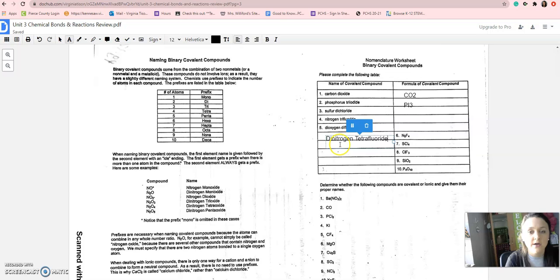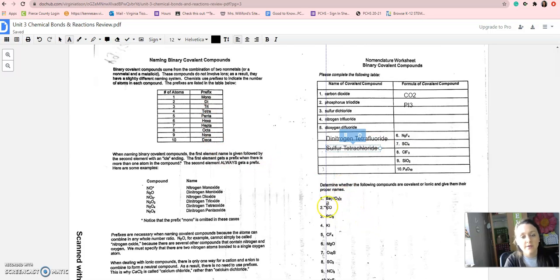this one right here. Below it, we have S with no number behind it, so I'm going to assume there's just 1. And I can't write mono in the first spot, so I'm going to write sulfur. And then it says 4 chlorine, so tetrachloride. Remember, your prefixes are right here.